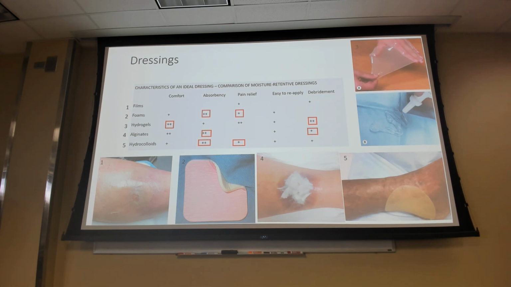One of the more common ones is our foam dressings, like our polymer foam dressings, because they can absorb a lot of that purulent material or serous material that's going to come from wounds. So that's probably one of the more common ones we use, the foam dressing.